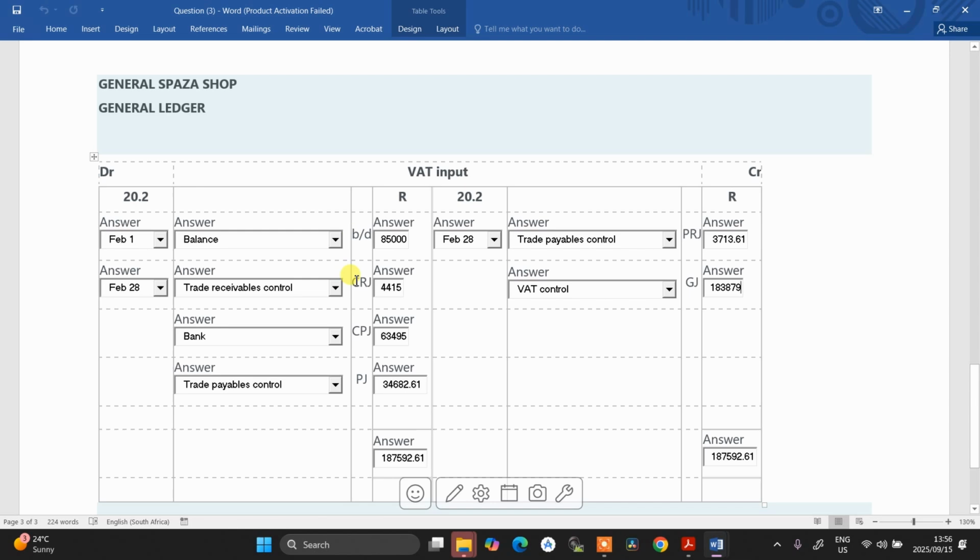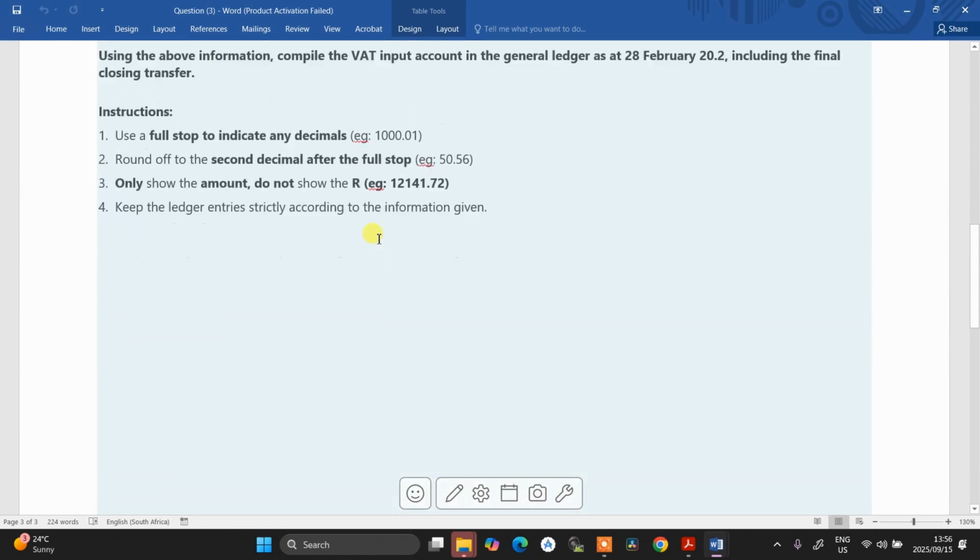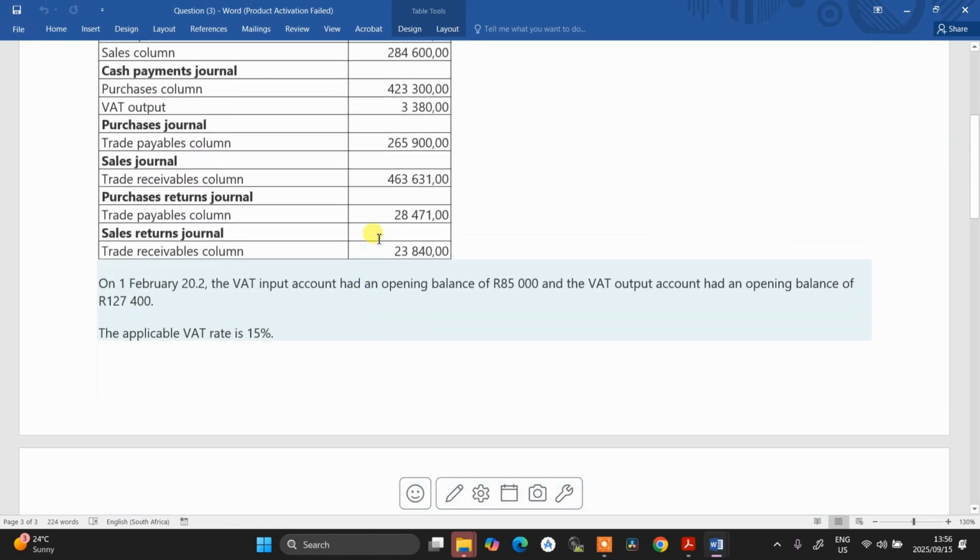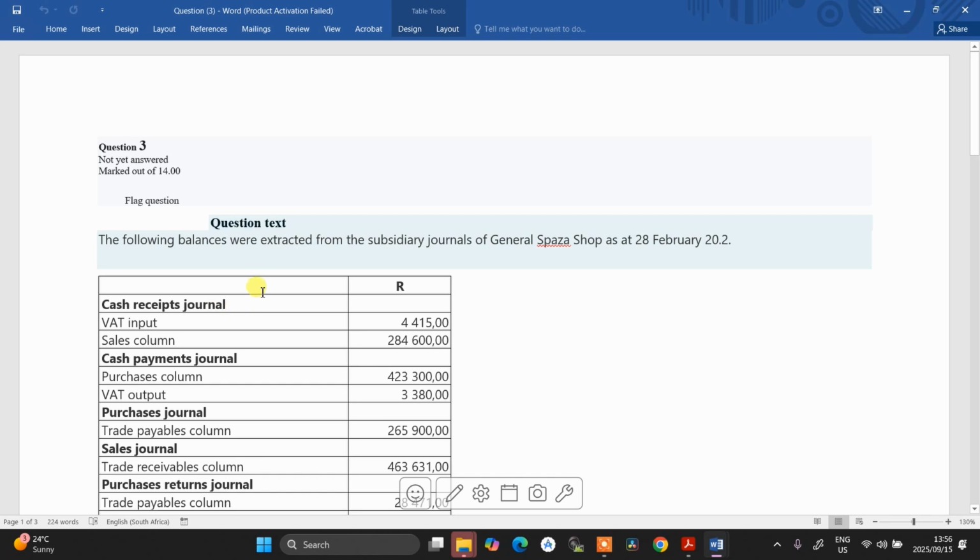then you should be guaranteed to get all 14 marks. Okay, please note that I'm starting with this one because I believe that if you've watched the bank reconciliation statement videos that I shared links to, you should not have a problem with that one. But the next video is going to be on the bank reconciliation statement.